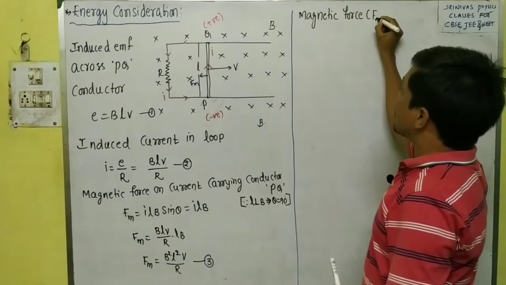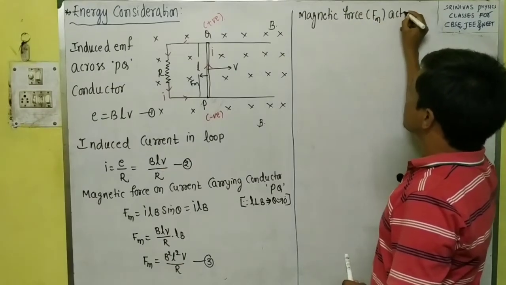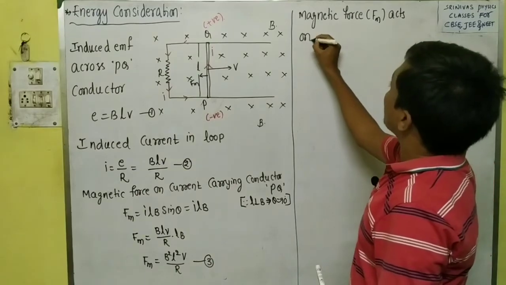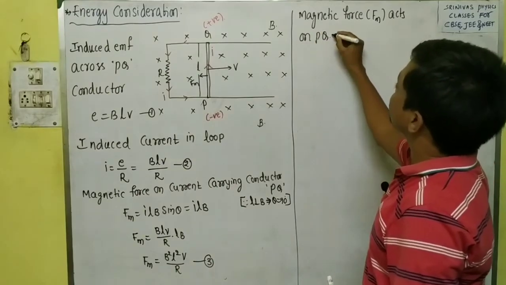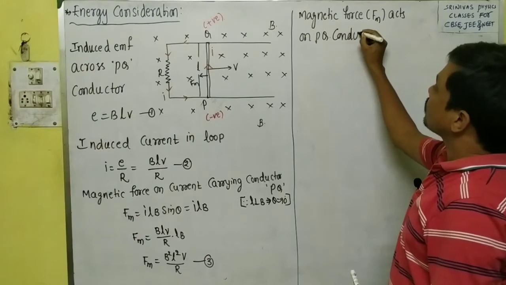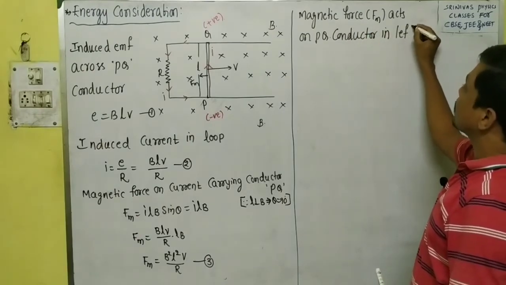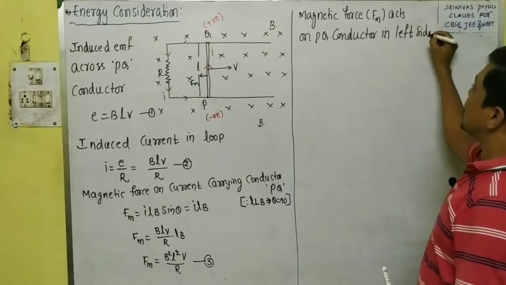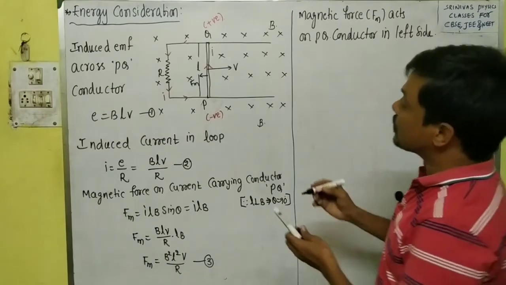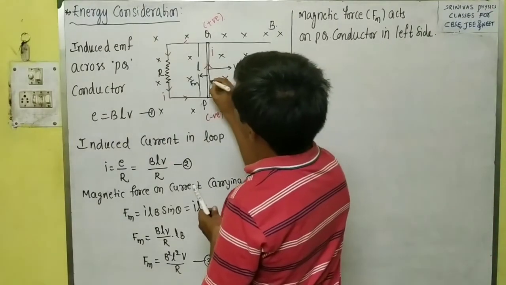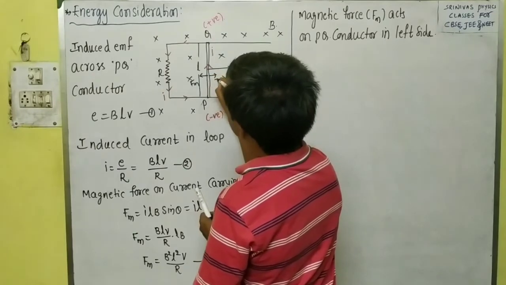F suffix M acts on the PQ conductor in the left side, right? Left side direction force will act. But we want to move it to the right side. Then for that we have to apply the force on the right side.